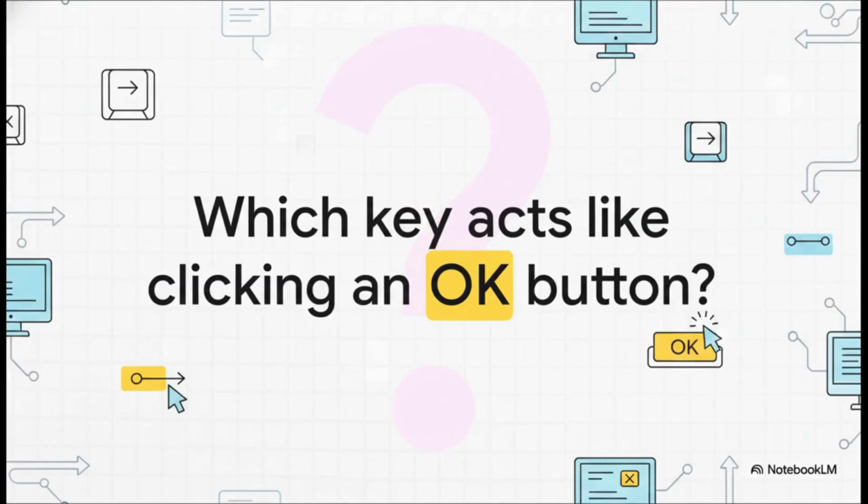The printer acts as that physical bridge, transforming his processed digital data into a tangible output he can actually hold. To wrap up today's explainer, I want to leave you with a critical thinking puzzle straight from the textbook. Think about how you physically interact with your machine. Which key on your keyboard serves the exact same purpose as clicking an OK button with your mouse? Think about how you finalize your input.